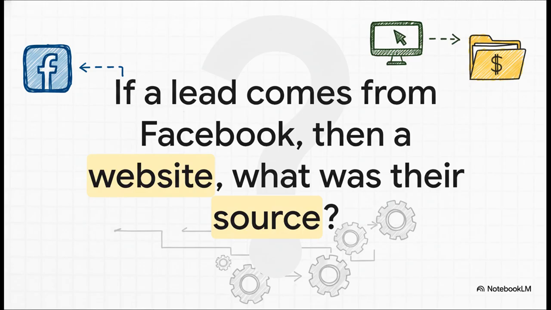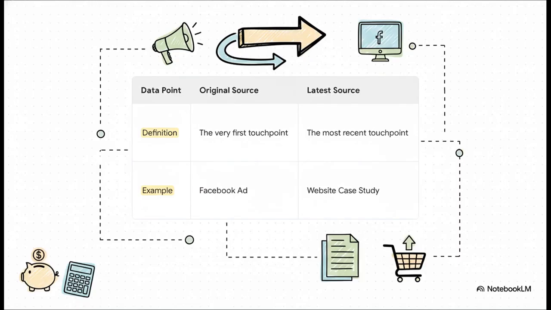Let's say a person clicks on a Facebook ad today. A month from now, they download a case study from your website and end up becoming a client. So, which channel gets the credit? Was it Facebook or was it your website? The answer is, it's both, and it is absolutely critical to track them separately.